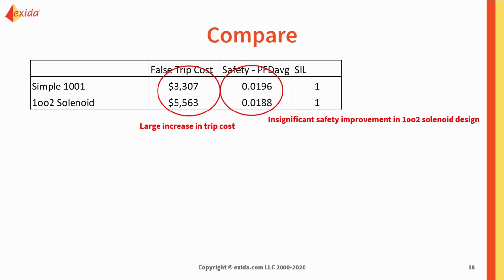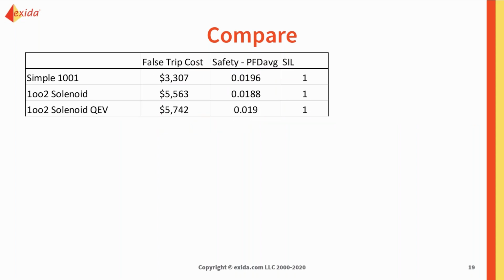And at what cost? A large increase in that false trip cost per year. That it's almost double the cost. So a tiny bit of improvement, double the cost. Ouch. That's not necessarily the best. There are always going to be times and applications that it is needed, but let's look at what else we can do.